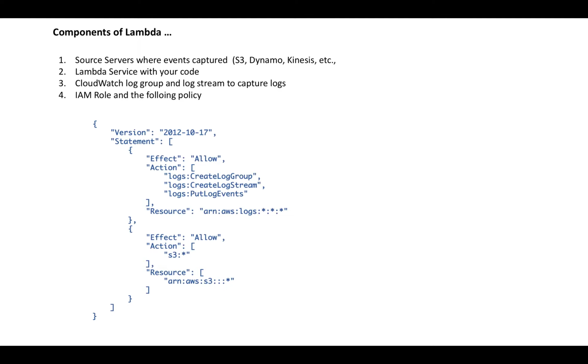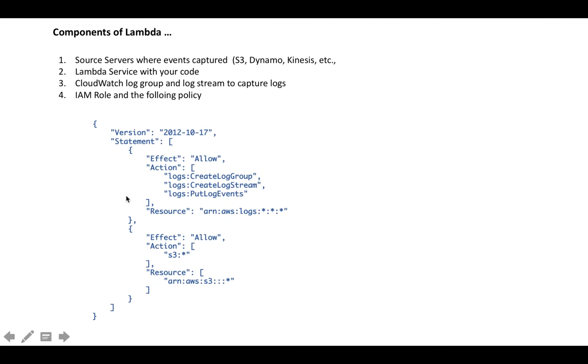So for that, I gave all S3. I said, any actions on the S3, and the Lambda can perform any actions on the S3 on any resource on my account. So any bucket, any action, this Lambda function can do with the role I'm attaching. So these are all the four important components: the source service, the Lambda itself, and the CloudWatch and IAM.